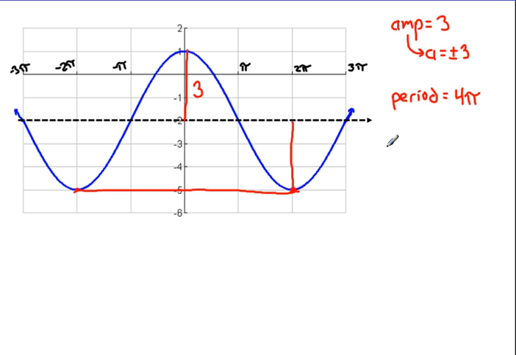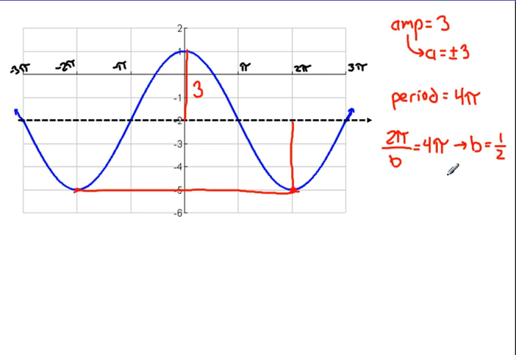Since we know that the period is equal to 2 pi over b, we can set up this equation here: 2 pi over b is equal to 4 pi. We can solve for b and see that b should be equal to 1/2. So we've got our a, we've got our b.